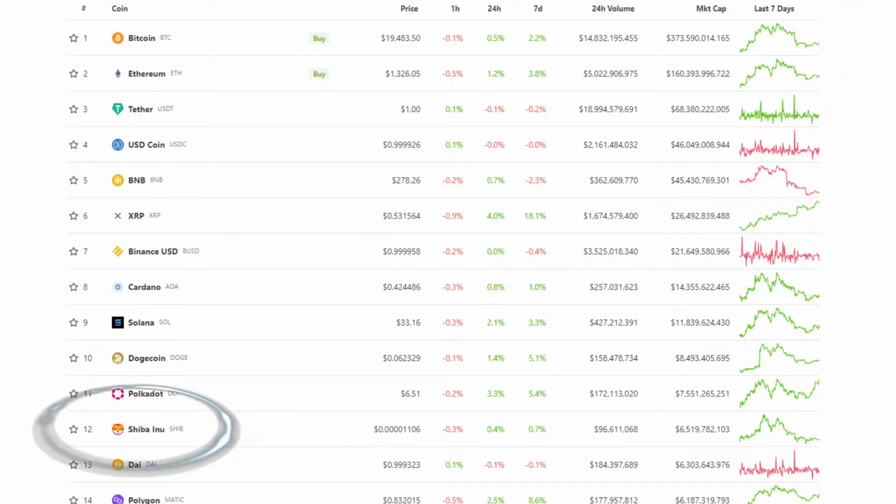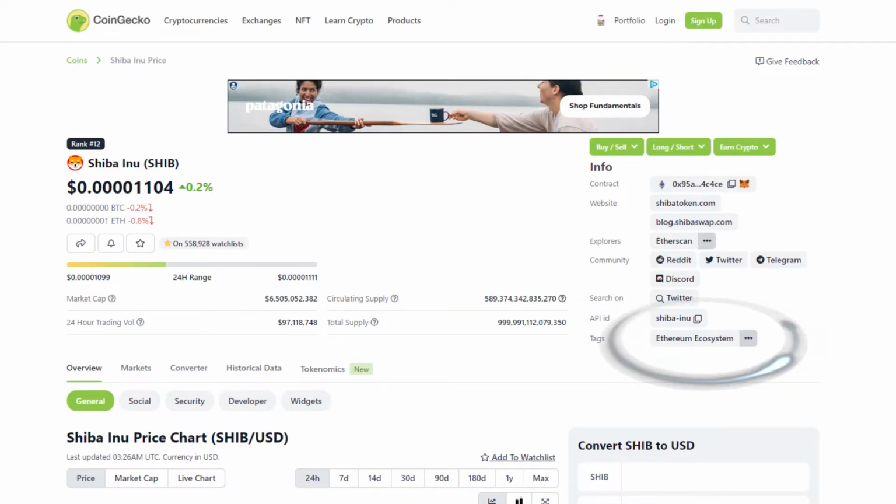For example, Shiba Inu is the 12th largest token in the world, but it only exists on the Ethereum blockchain. They were able to create this token without inventing a new operating system or bringing on new miners because they built it on the execution layer of Ethereum. That's why you need to pay your gas fees in Ethereum when you buy and sell Shiba. There's no way around this. This system has allowed tokens to be created quickly and easily, and often given away for free.